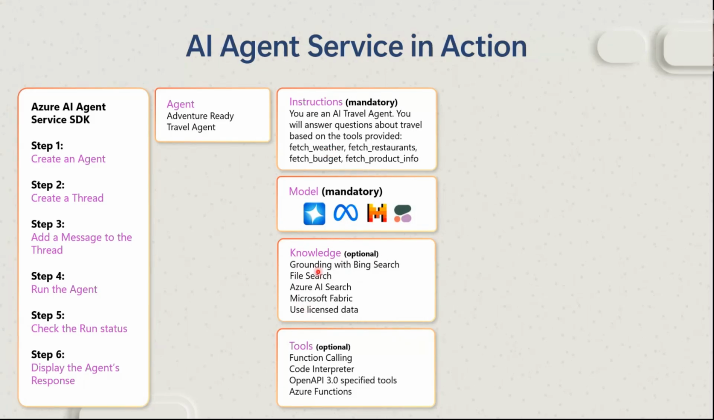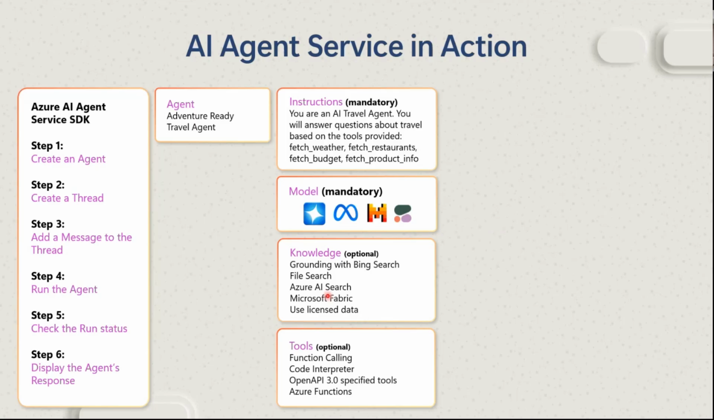Optionally, you can ground it with Bing search, in which case it will search for information on the internet using Bing. File search would be if you uploaded files, up to, I think, 1,000 or more files. You upload them, and the agent will actually use those files to provide answers. This is what you call retrieval augmented generation. Then you have Azure AI Search, in which case it will get data from an index.